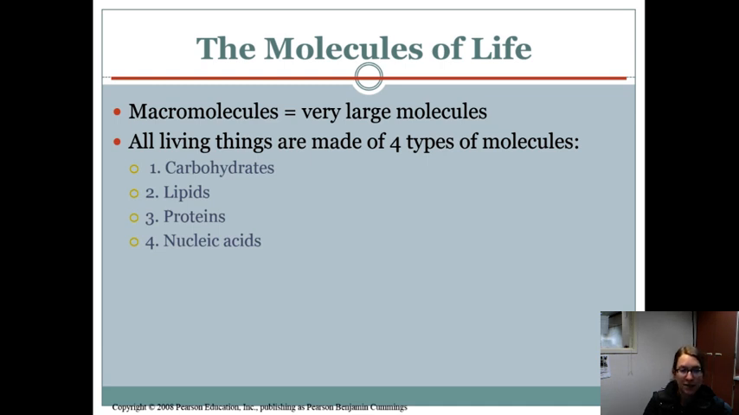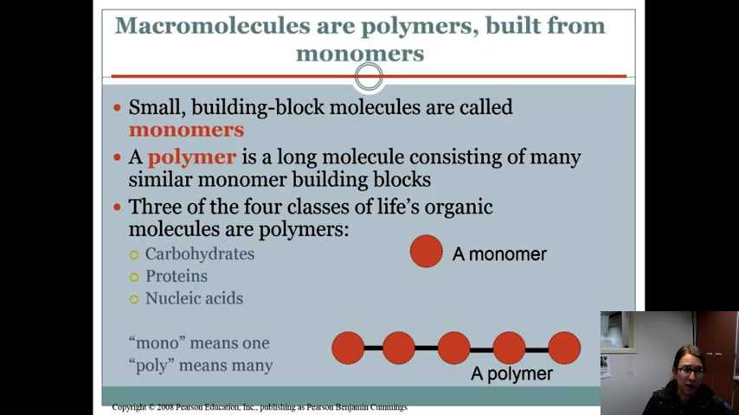Lipids include fats as well as some other things. They tend to be hydrophobic. Oil doesn't mix with water very well. You've got proteins. Protein also comes from your food. And most of what's in your body besides water is proteins, lots of different kinds. And then we have nucleic acids, and there are two of those. They're DNA and RNA.